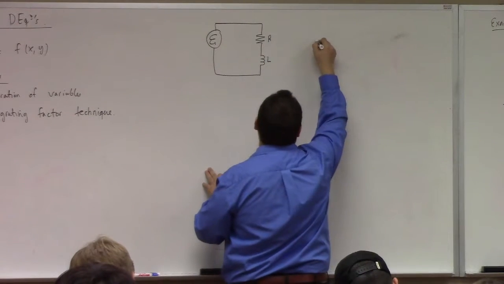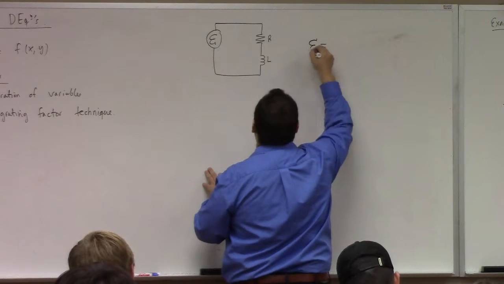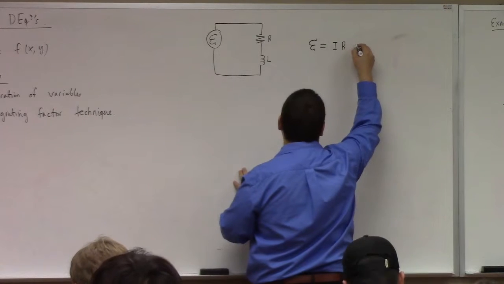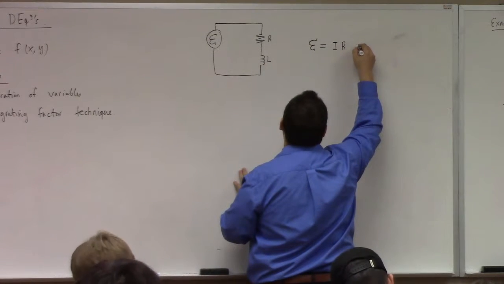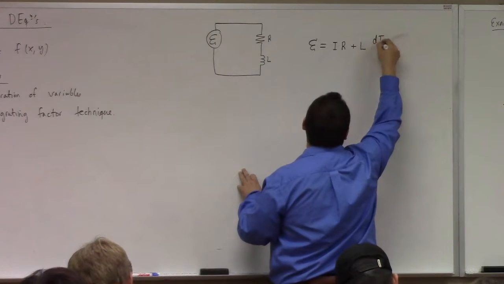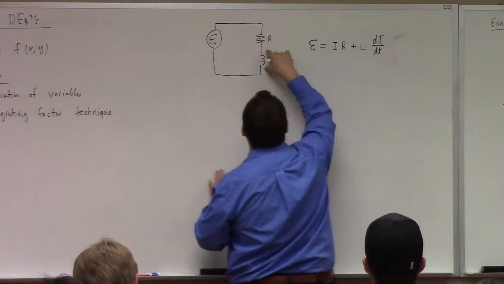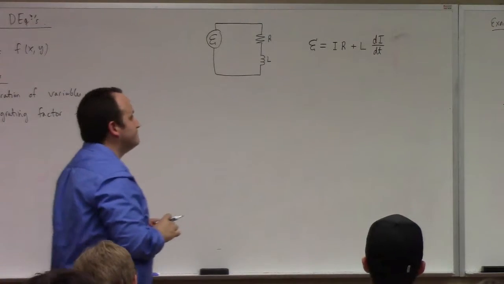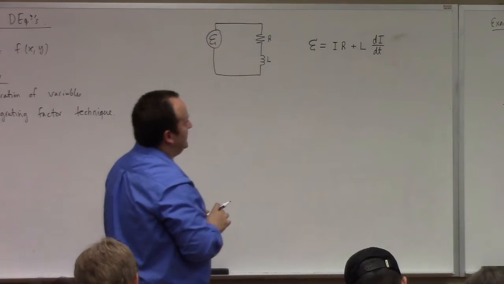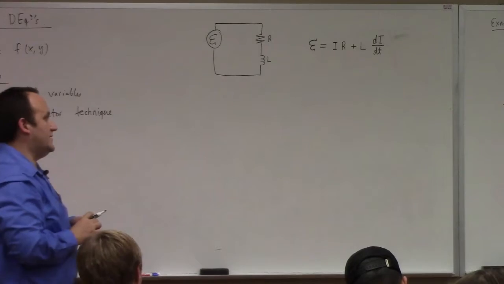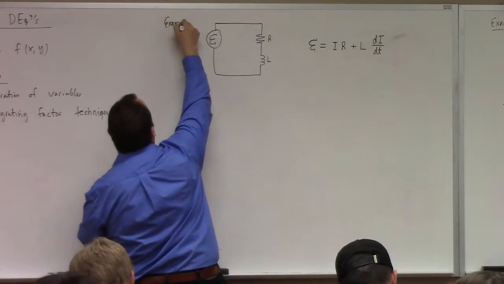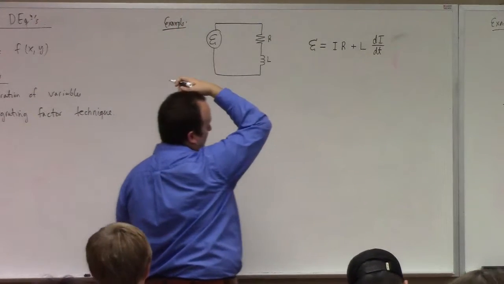Kirchhoff's voltage law says that the voltage is going to be equal to the voltage dropped, which in this case is by Ohm's law IR. Plus L di dt. That's the voltage across the inductor. In some sense, that's the definition of inductance. Well, not exactly. Anyway, so for different choices of E, you get different differential equations, right? So let's see here.